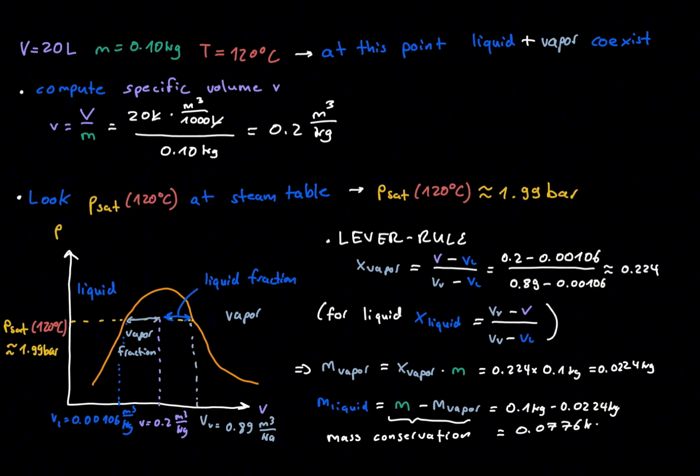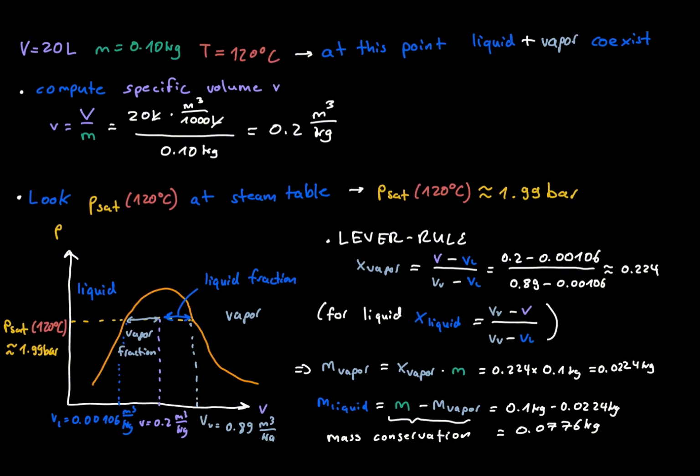0.0776 kilograms. And here is an important insight. Even though only about 22% of the mass is vapor, it occupies most of the volume. That is because vapor has a much larger specific volume than liquid.